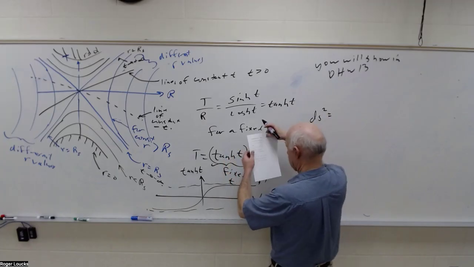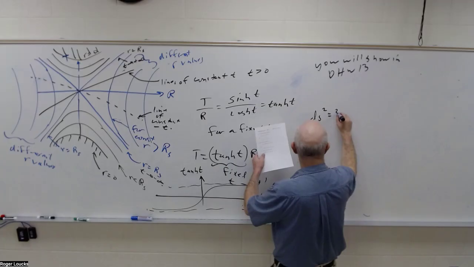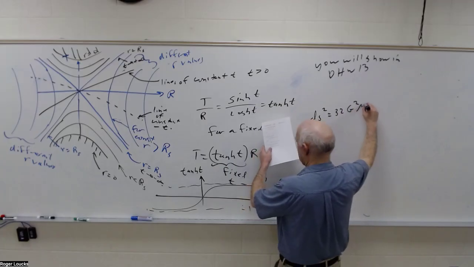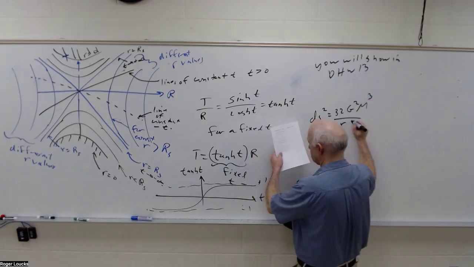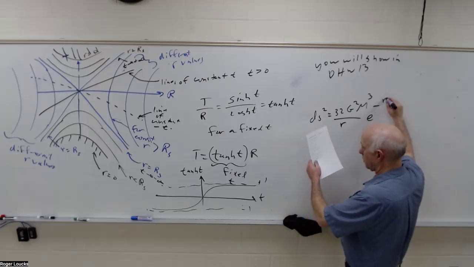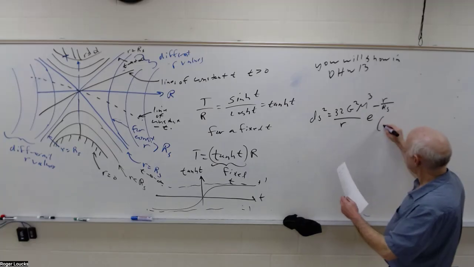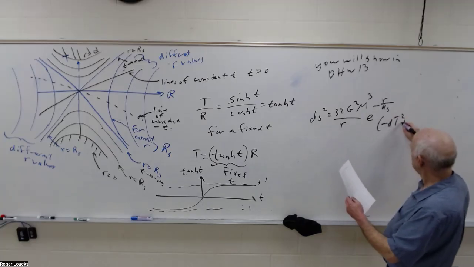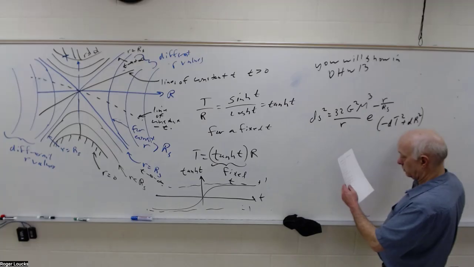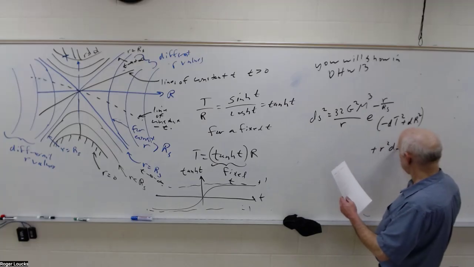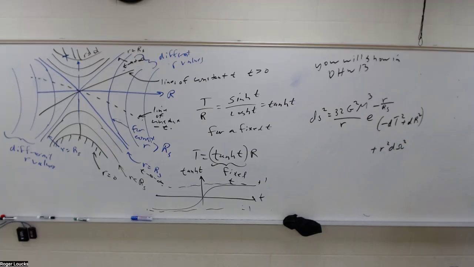And then 32g squared m cubed over little r, e to the minus r over rs, minus dt squared plus dr squared plus little r squared dΩ squared. Am I off the edge there? I am not.